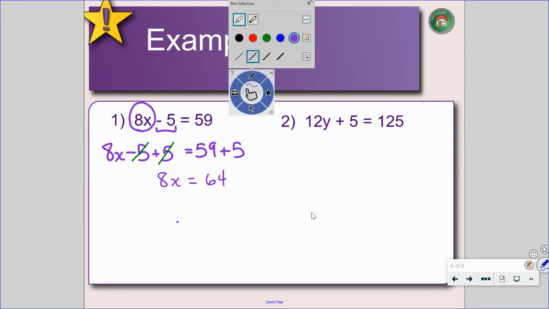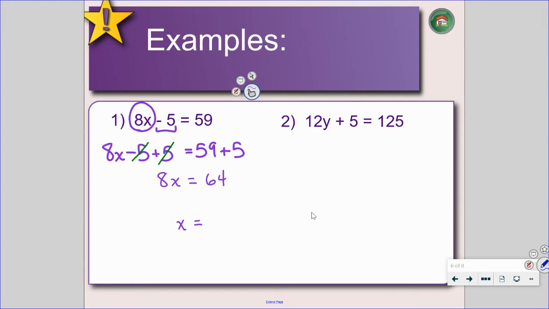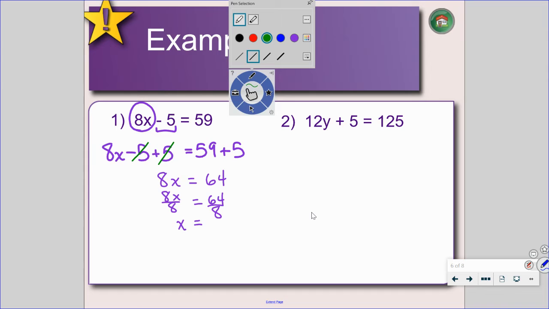Remember that our goal is always to find out what x is, right? So let's take those 8 x's and divide them into 8 parts. Let's take that 64 and divide it into 8 parts. In this case, 8 divided by 8 cancels out, no need to write the 1, but that was our ultimate goal. How much money is in one envelope? It would appear to be $8.